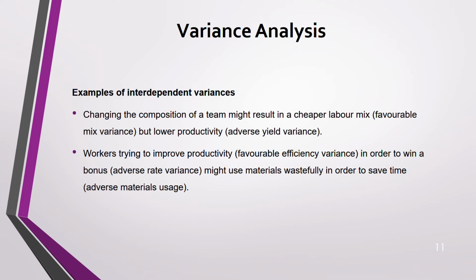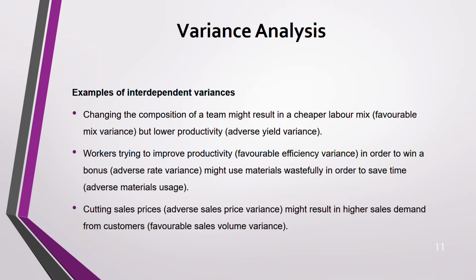Workers trying to improve productivity will improve your efficiency variance. But why are they trying to improve productivity? So that they can get a bonus. That means they'll be paid higher, so it's an adverse rate variance. And they might even use material wastefully in order to save time, because they want to get a bonus. They just want to do the task quickly. So because of that, they're going to waste a lot of material. Hence, adverse material usage. Then cutting sale price. Remember, if you're cutting sale price, it will give you an adverse sale price variance. Who wants to cut their sale price? But it will result in higher demand. Hence, a favorable sales volume variance.